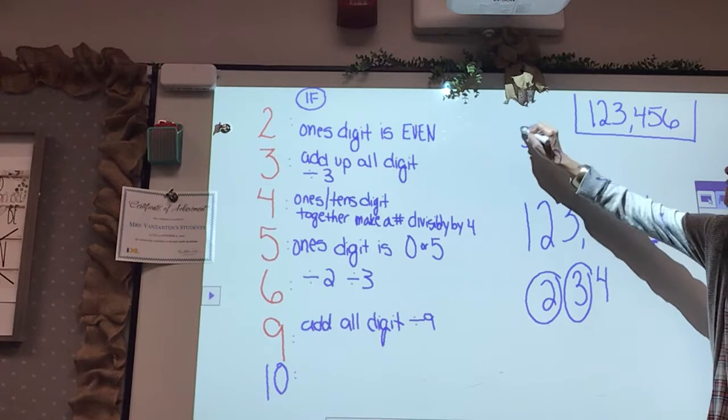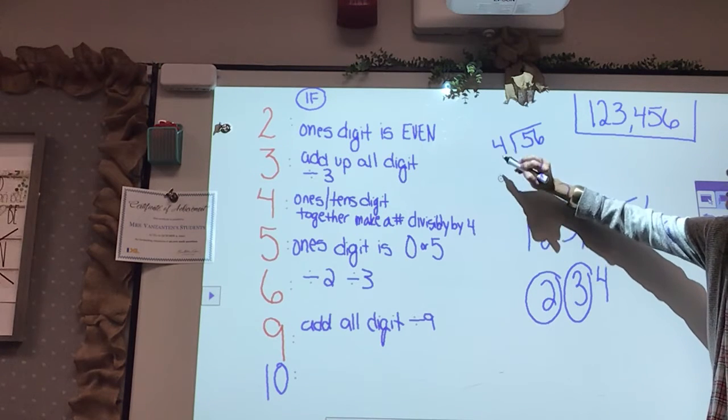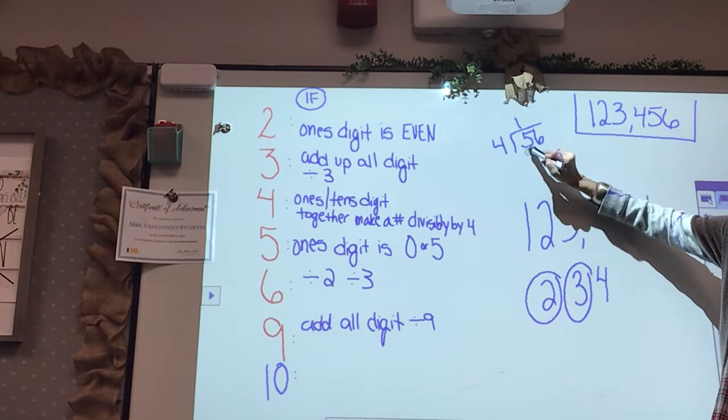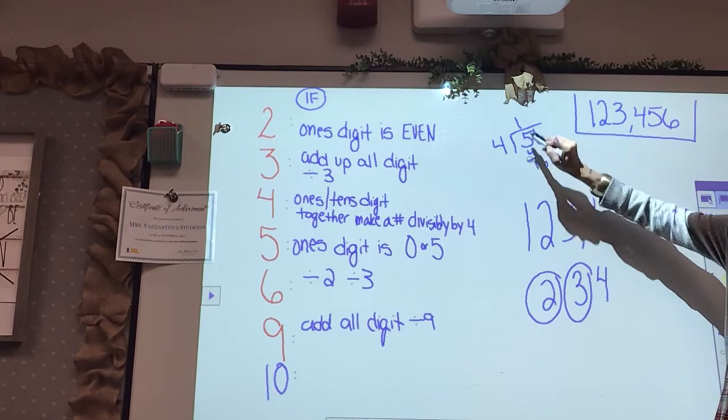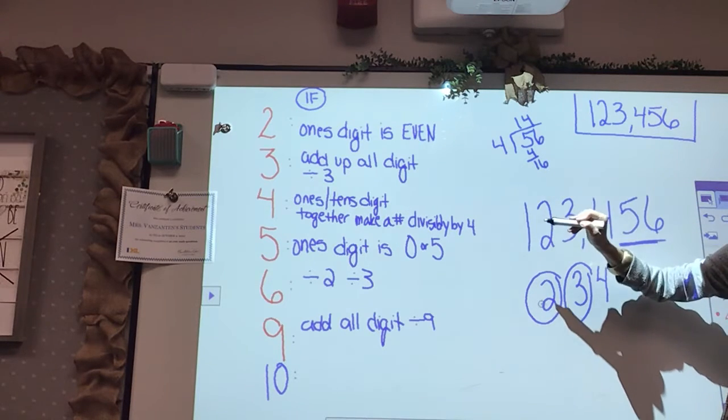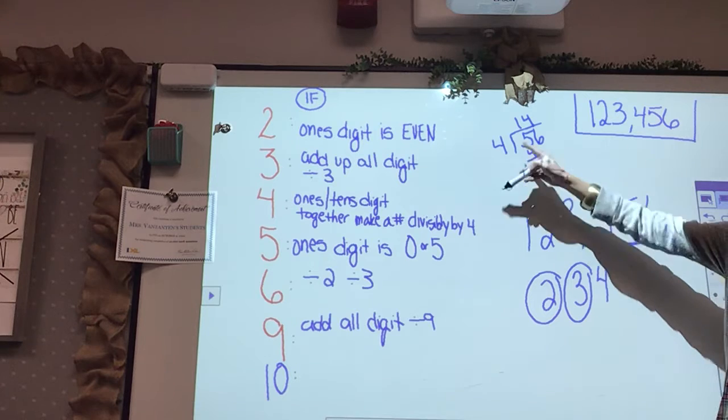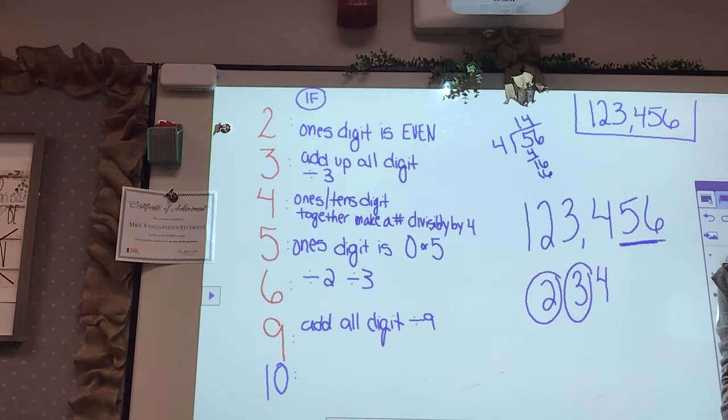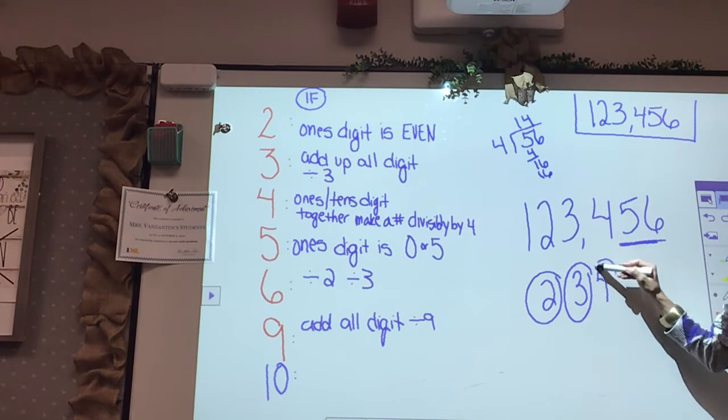So let's do it over here. 56 divided by 4. 4 goes into 5 once. It leaves 16. 14, right? 4 goes evenly into 56. So we're going to keep 4 also.